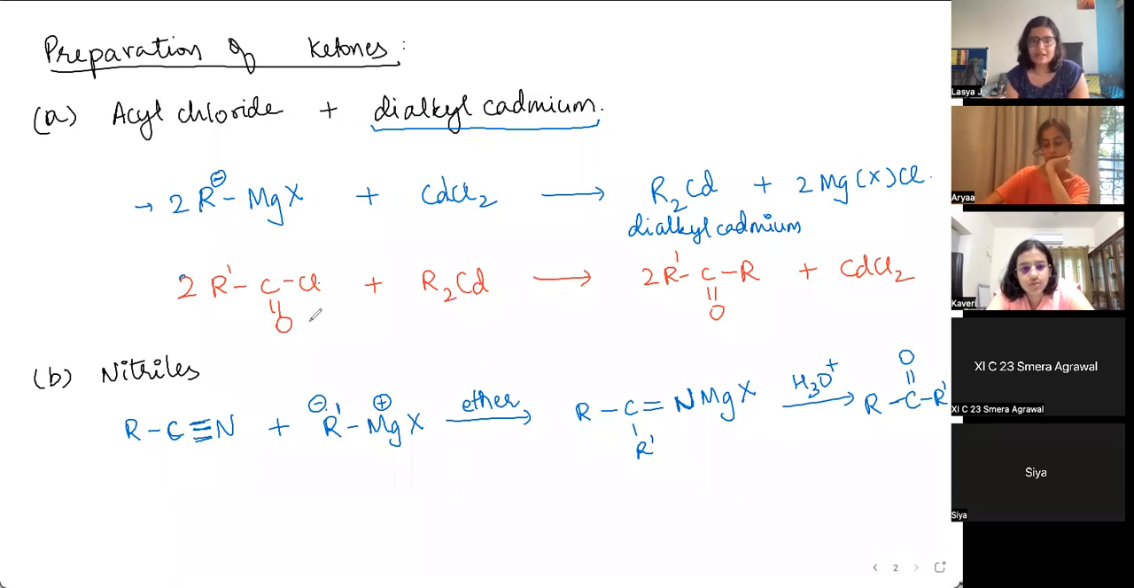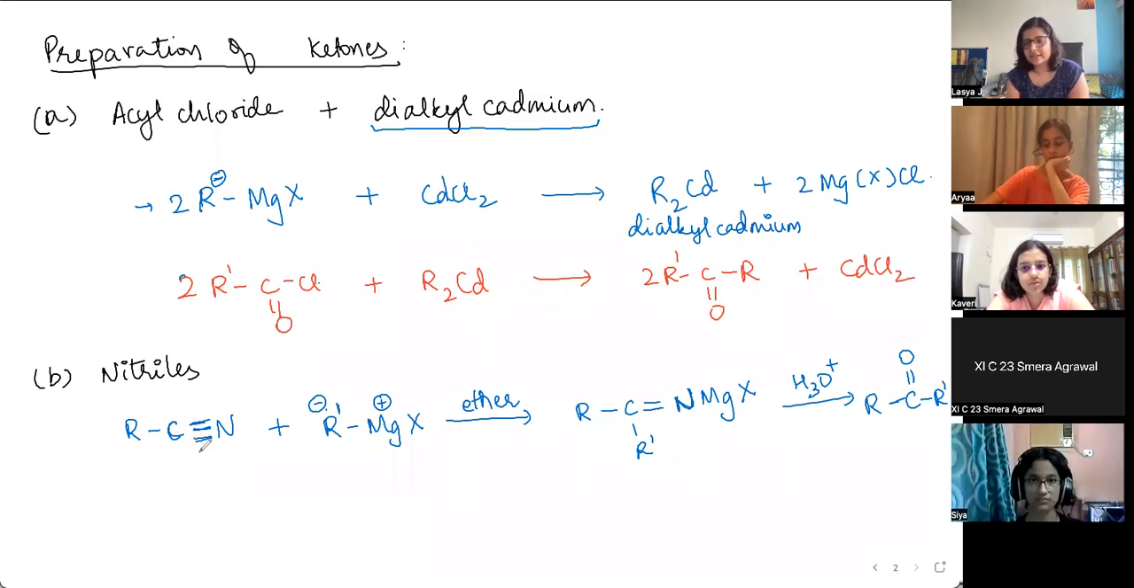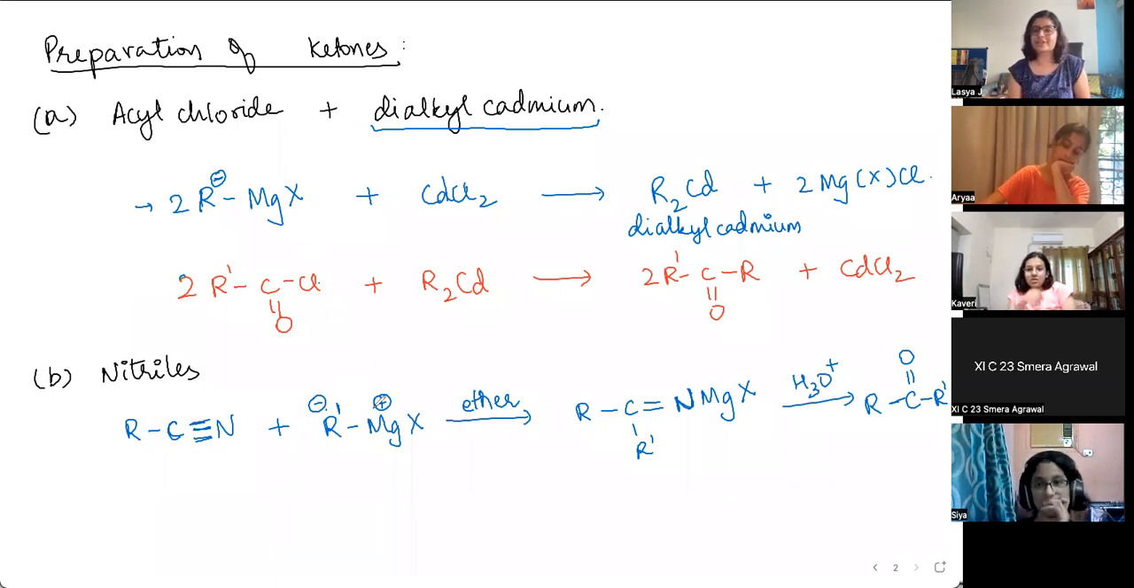In the case of ketones, because you want alkyl groups on both sides, you use Grignard reagent. Grignard reagent is always a source of alkyl groups. You want to increase the number of carbons in the chain, or introduce an alkyl group into another compound, and in these cases you always go with Grignard reagent. The difference is, in the case of acyl chloride, you converted Grignard reagent into dialkyl cadmium, and then added the alkyl groups from cadmium onto acyl chloride. In this case, you could directly react Grignard reagent with the nitrile.